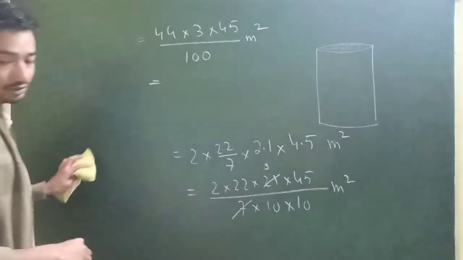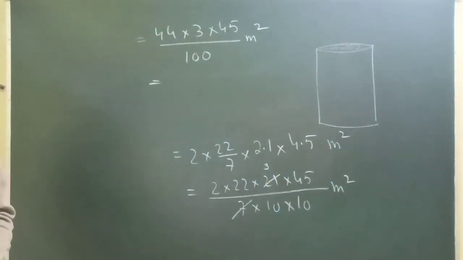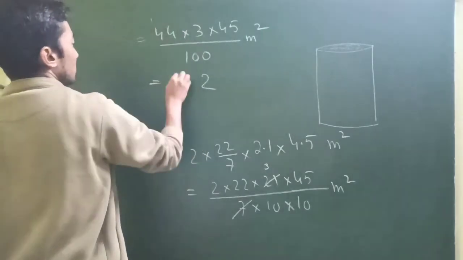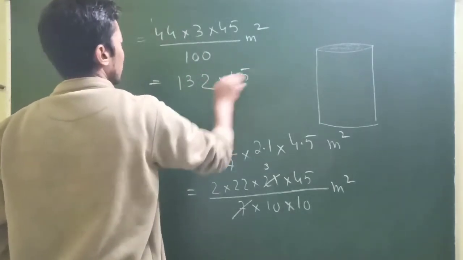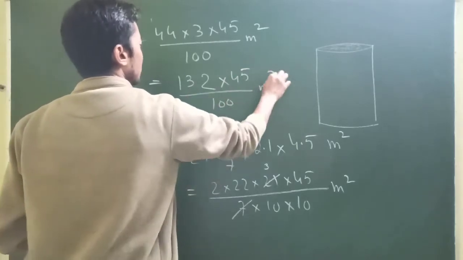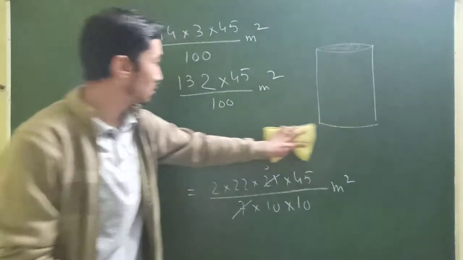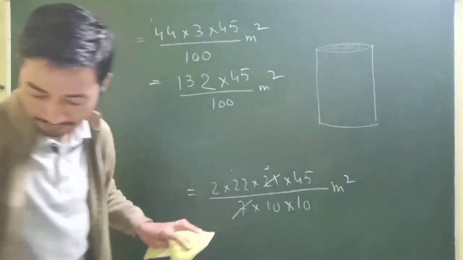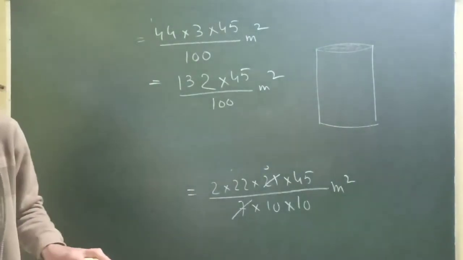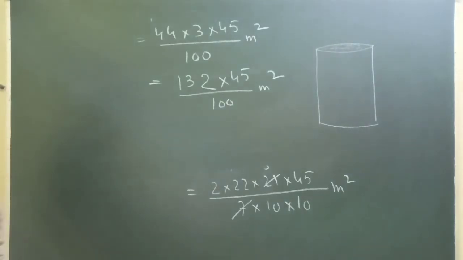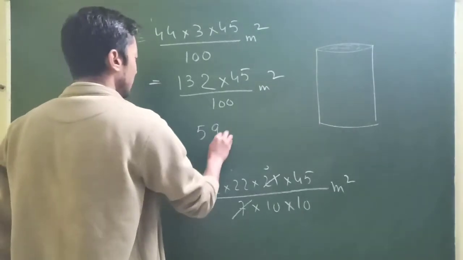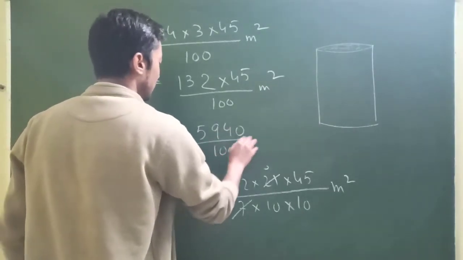So 44 into 3 into 45. That's 3 4s are 12, plus 1, 3 into 45 by 100 meter square. So what should be 132 into 45? You can just calculate quickly. 132 into 45, I believe you'll have 5940 by 100 meters square.